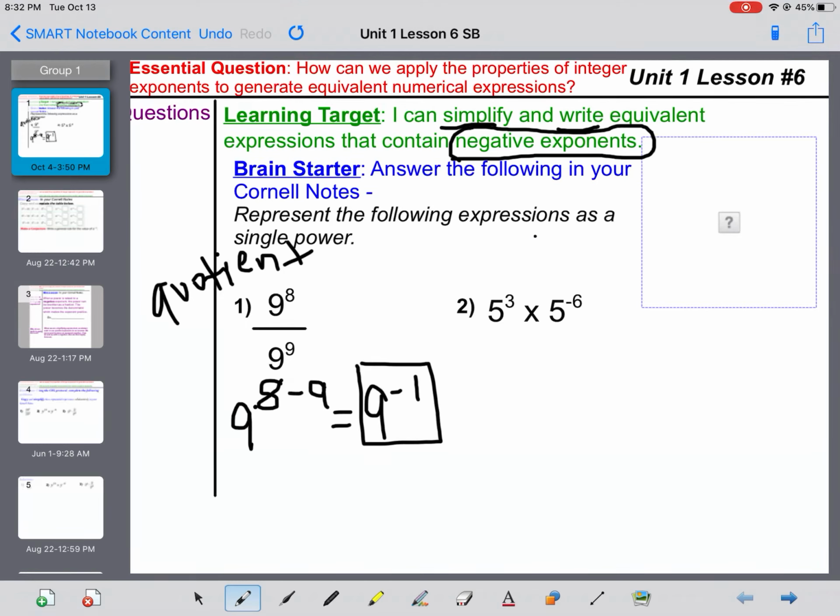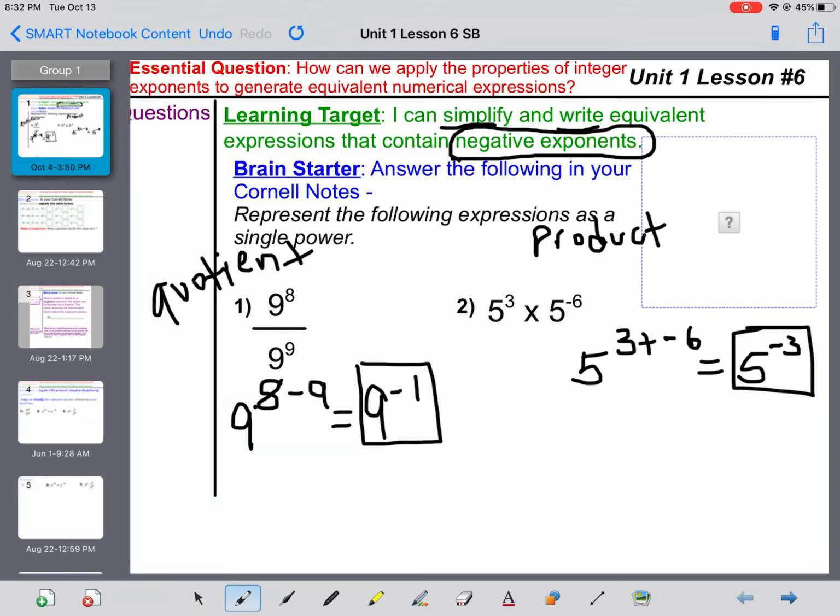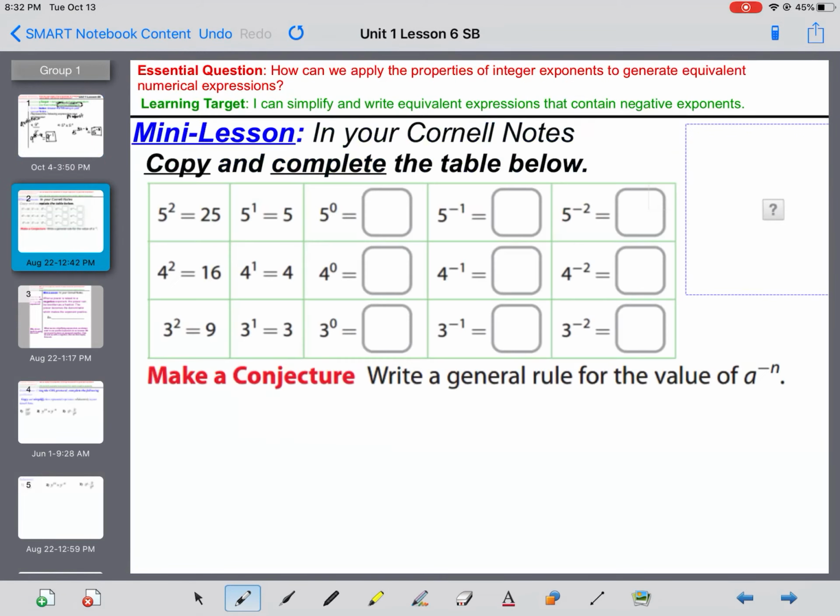Right here we see two powers multiplied with the same base, so this is the product rule. We know that with the product rule we're going to keep the base and add the exponents. 3 plus negative 6, and that is going to be giving us 5 raised to the negative third power. And again, we're left with a negative exponent, and it's just for us to see that we can get negative exponents, and in the mini lesson we're about to check out what we're going to be doing with those.